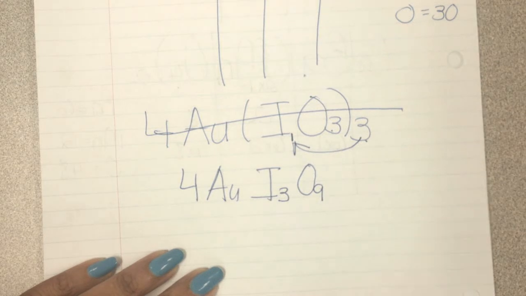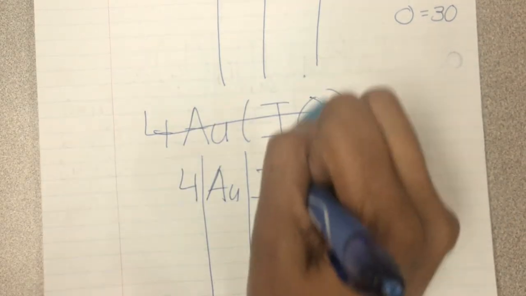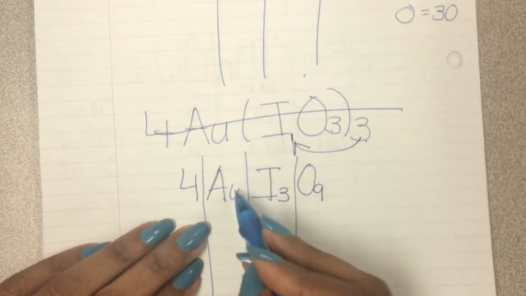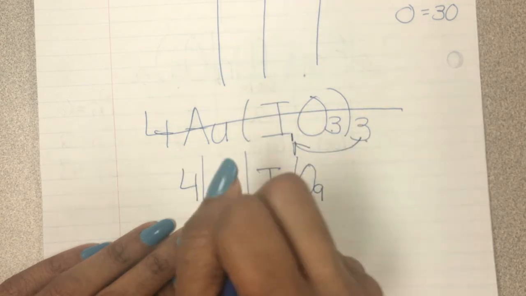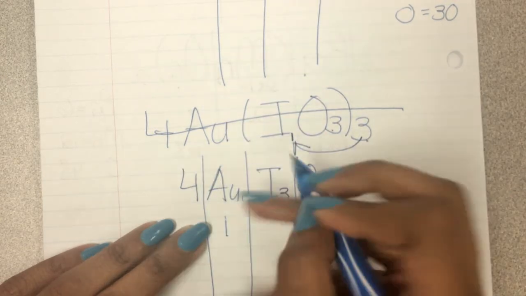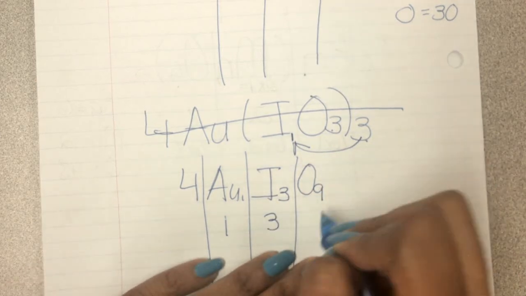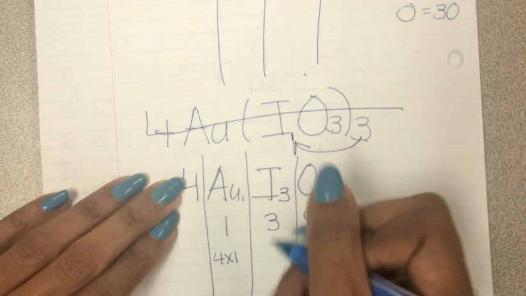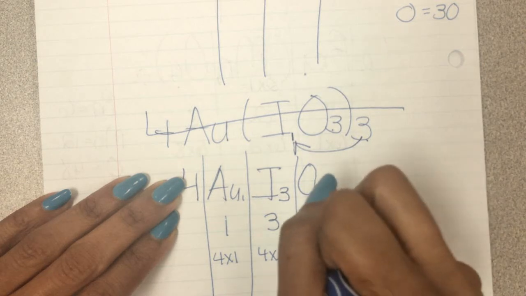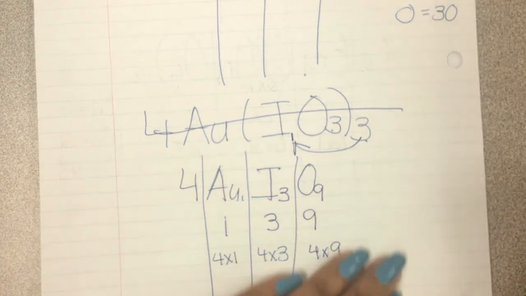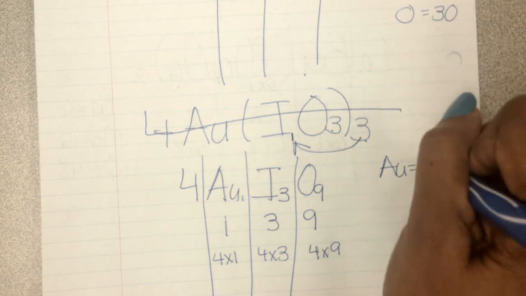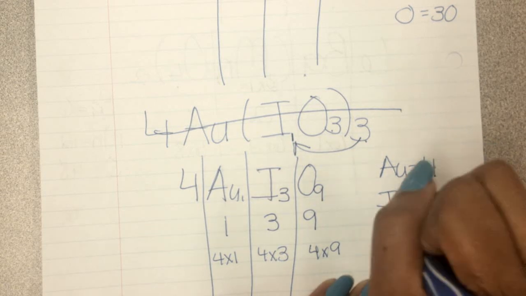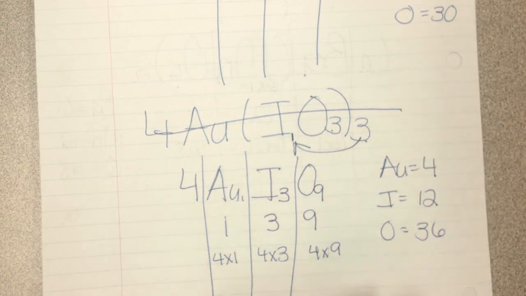So now I've rewritten that formula. So now draw lines in front of my capital letters, and now I'm going to look at my subscripts. There's no subscript under the Au, the gold, so it's 1. The iodine has a subscript of 3, and the O has a subscript of 9. So then you multiply. 4 times 1, 4 times 3, and 4 times 9. So my total atoms of gold is 4. My total atoms of iodine are 12. And my total atoms of oxygen is 36.